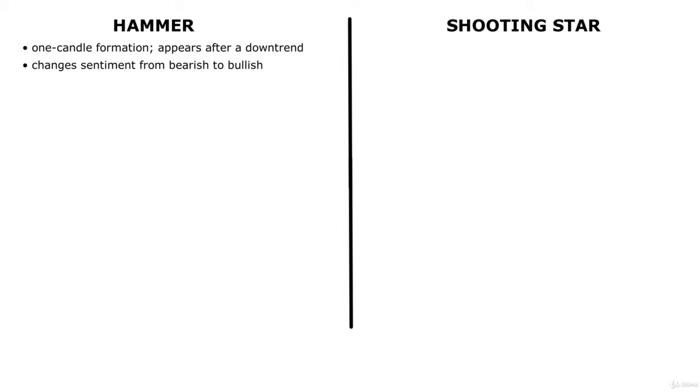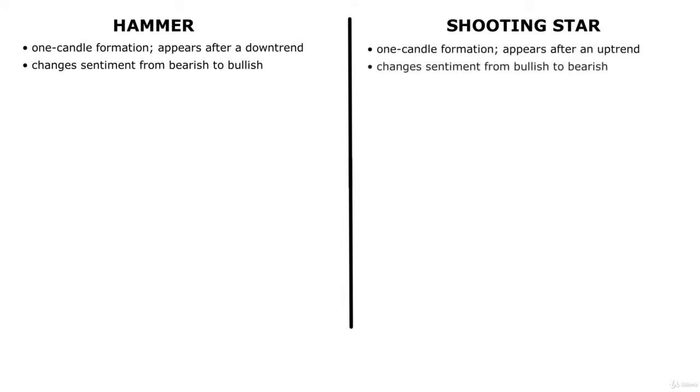On the other hand, shooting star is the opposite candle formation to hammer, and a shooting star appears after an uptrend and signals the bearish sentiment with selling strength entering the market. Let us quickly look at a typical hammer and shooting star formation using an illustration.